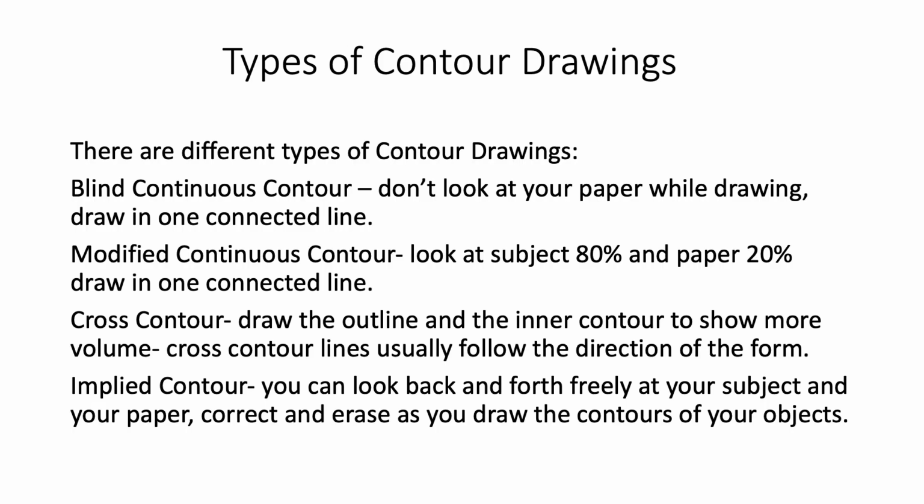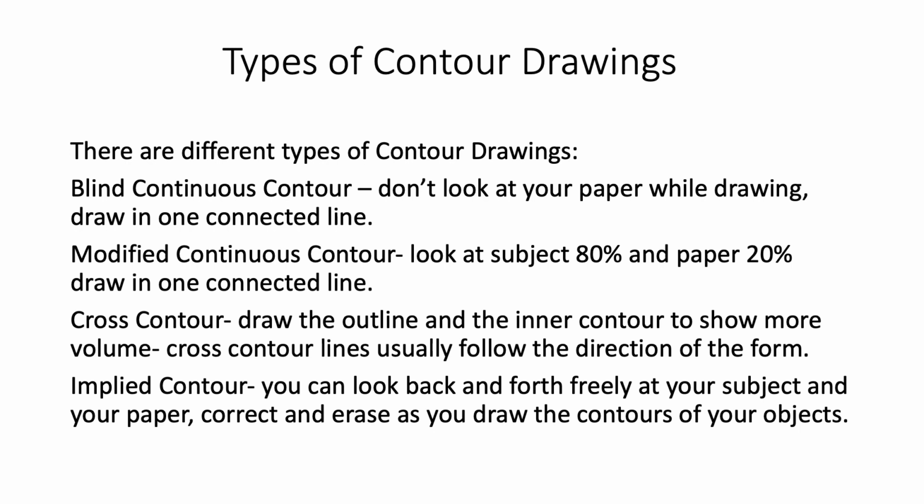There are several different types of contour drawings. Blind continuous contour is where you don't look at your paper at all while you're drawing, and you draw in one connected line. Modified continuous contour is where you look at your paper about 20% of the time and your subject about 80% of the time, and you also draw in one connected line.